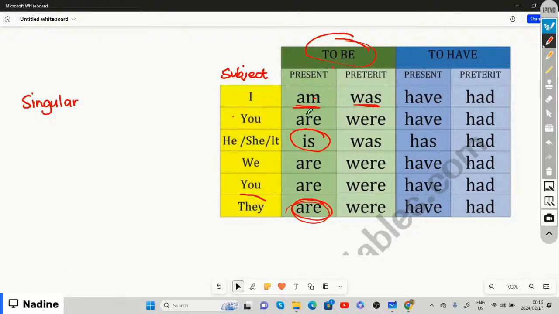And in the past, if it's only one person that is listening, we can say he, she, or it was listening to the lesson. And if we want to say more than two people were listening to the lesson, then we say they were listening. So the emphasis is mainly on the present tense form of the verb, which is either am, is, or are, or in the past tense, as well as to have.